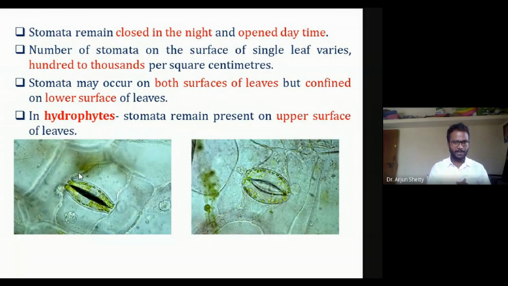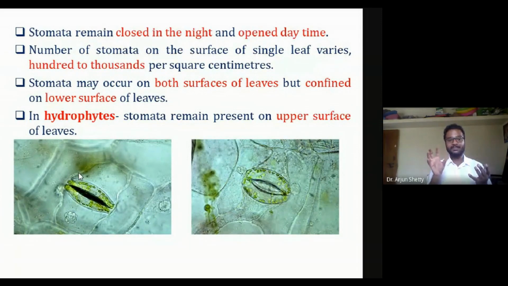The occurrence and number of stomata on the surface of a leaf varies. The number of stomata may be from hundreds to thousands per square centimeter. When you observe it under the microscope, you will come to know. To calculate the number of stomata, we use the stomatal index. We have some experiments during which we'll find out how many stomata there are per square centimeter. In some plants we come across hundreds of stomata; in some plants a single leaf may have thousands.